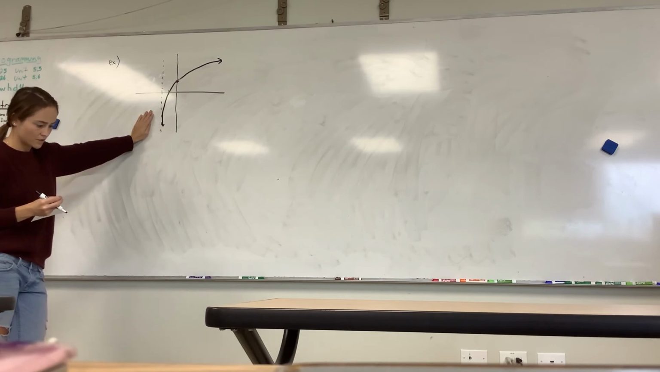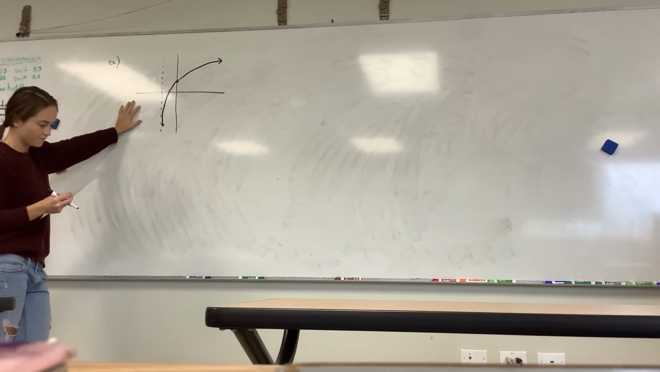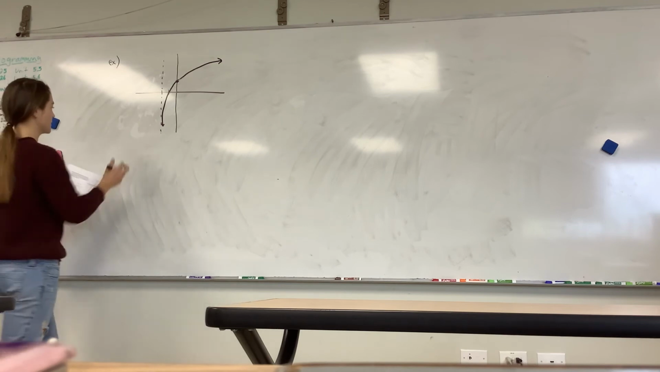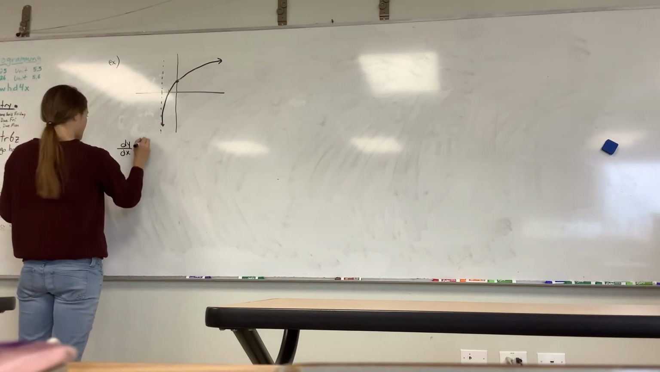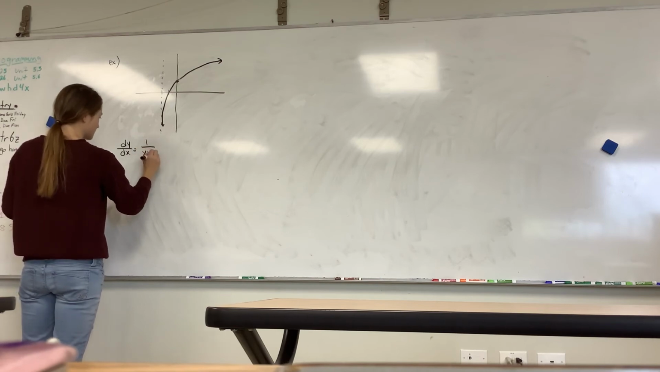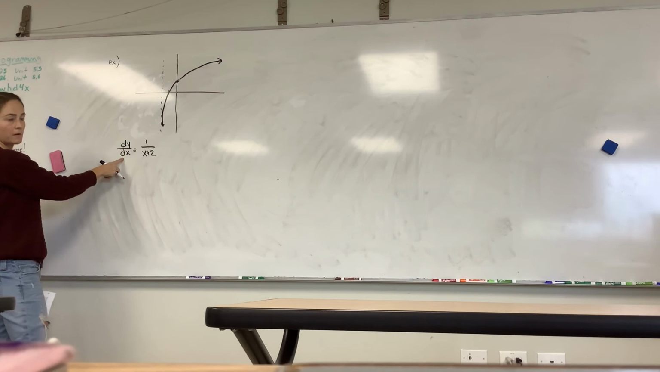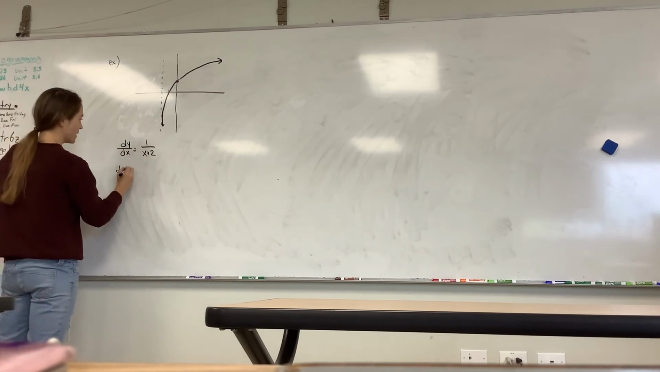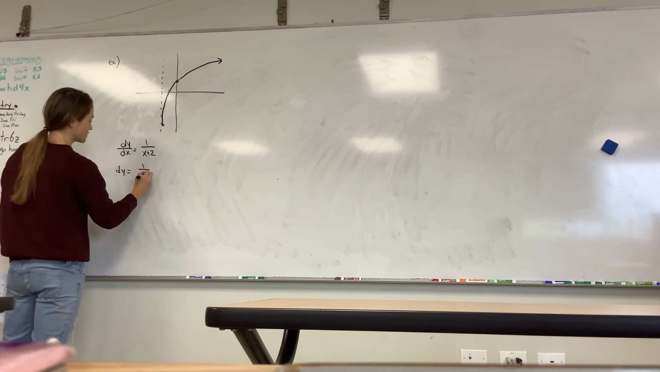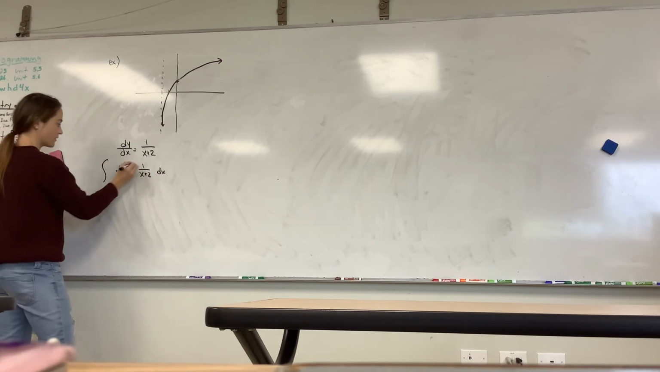Okay, so use the slope field to sketch a particular solution. Done. Then use integration to find the particular solution. Okay, so we have dy/dx equals 1 over x plus 2. Great. I need to just multiply both sides by dx to get all my x terms on this side. So I have dy equals 1 over x plus 2 dx. Let's go ahead and integrate both sides.